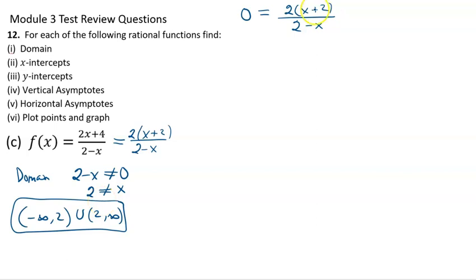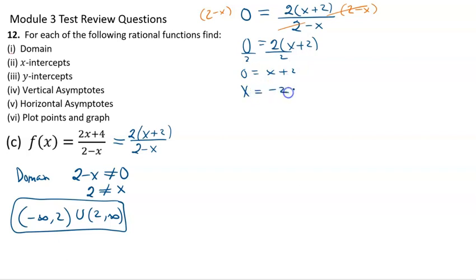Okay, now to solve this, I'm going to multiply both sides of this equation by 2 minus x because you can't solve for an x when it's in the denominator. So 2 minus x over here and over here. The 2 minus x's cancel, and we're left with 0 equals 2 times x plus 2. The next thing I'm going to do is divide by that 2. So 0 is equal to x plus 2. I'm going to subtract the 2 over. Get x equals negative 2. Now this is an x-intercept, so I need to write it in point form.